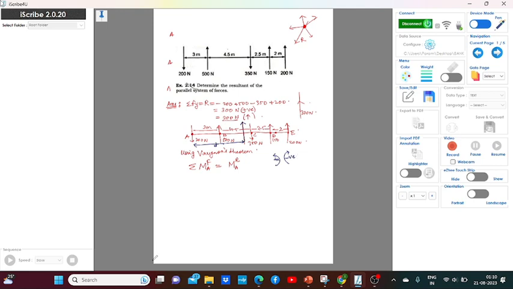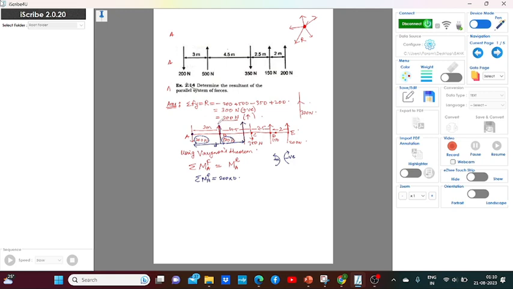You can consider the other way around, but most textbooks use this convention. So the moment of the 200 force at this particular point will be 0 because the perpendicular distance is 0. Here I am writing the summation of moment at A for all the forces, which is nothing but 200 into 0. Then see, the 500 is going in the upward direction.